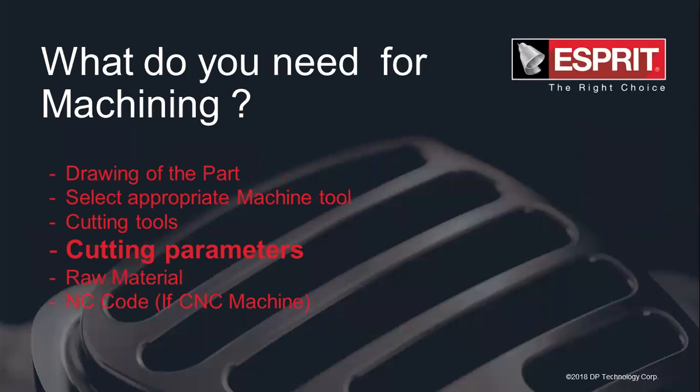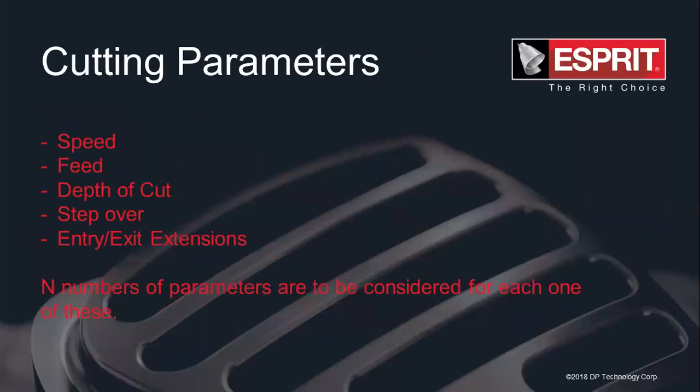Now cutting parameters. Cutting parameters we can set as speed, depth of cut, feed. We know this, it is given in all books. Speed is always in terms of mm per minute. Feed is in terms of per revolution or per stroke, depending on the operation, whereas depth of cut will always be in terms of mm. But what are the step over and entry and exit parameters?